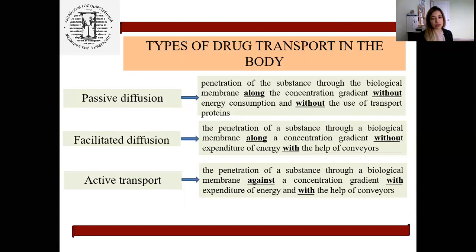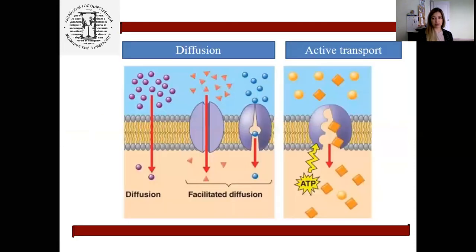Then facilitated diffusion. It is the penetration of substance through the biological membrane along the concentration gradient without energy, but with the help of special carriers, conveyors, some special proteins which can take the drug outside and bring that to inside. And active transport is penetration of substance through the biological membrane against concentration gradient with expenditure of energy and help of special carriers.